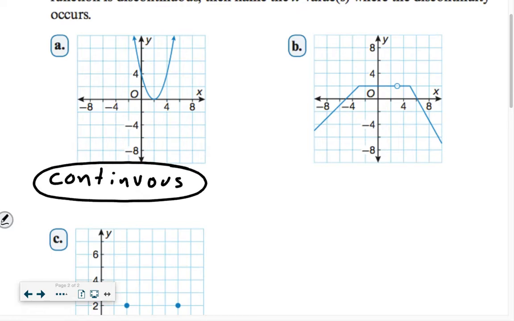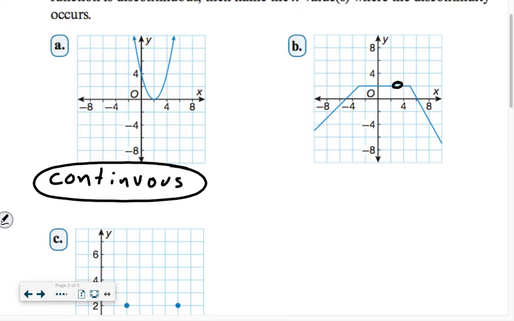If we look at B, continuous, discontinuous, or discrete? Some of us are leaning between continuous and discontinuous, and then we see this bubble here. What that bubble represents is a hole. We have a gap within our function.